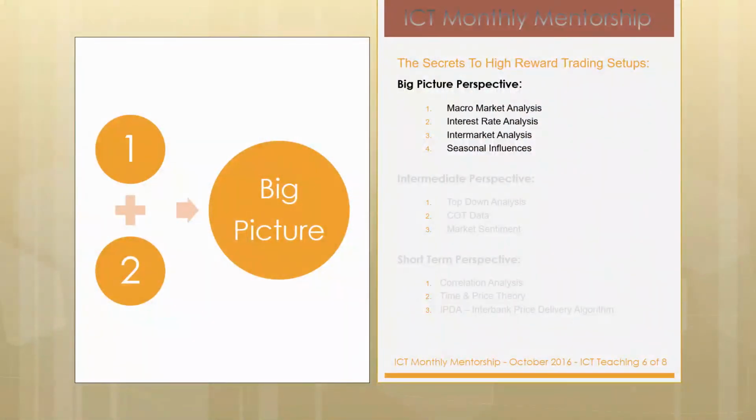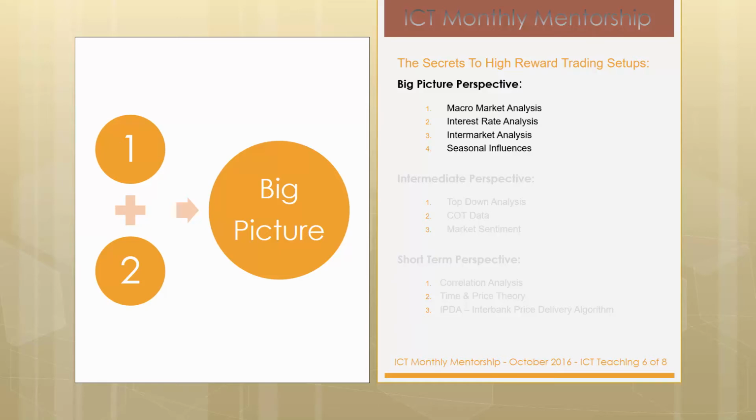Now, looking closer at the big picture perspective, we're going to take a look at what makes up our big picture perspective. Obviously, there's 4 areas of study. And again, macro market analysis, interest rate analysis, intermarket analysis, and seasonal influences. A little bit of a tongue twister there, folks.